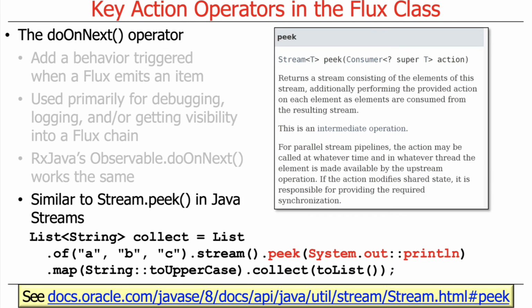Both of these operators in Project Reactor and RxJava are very similar to the peek operation that's defined in Java streams. So here's that example we looked at before with a little peek added to it. So we make a list of lowercase strings. We turn that into a stream of lowercase strings. We use peek to print out each of the strings in their lowercase form. Then we map them all to uppercase, collect them into a list, and return that list. So peek is, again, an operation that has no behavioral effect other than to have a side effect. It doesn't modify what goes through it.